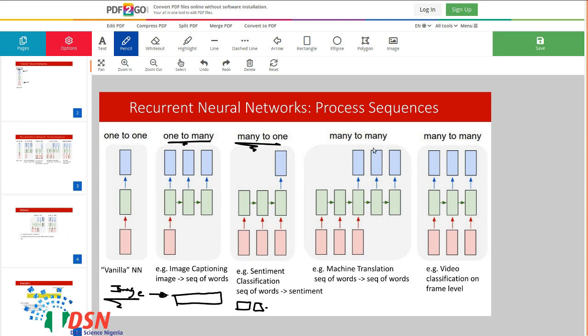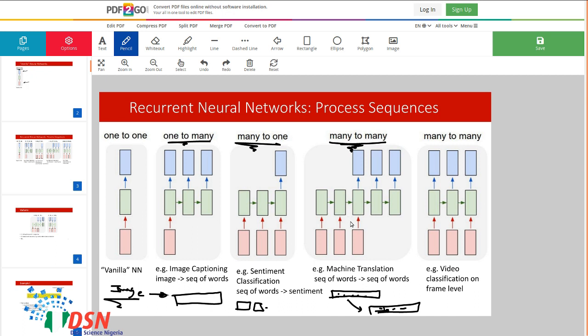And you could have a many-to-many task, which is in fact, for example, let's say you want to have a translator. For example, in Google Translate, you could put in some sentence, and then as the output you will get some other sentence in a different language. So in this case you have a many-to-many task.